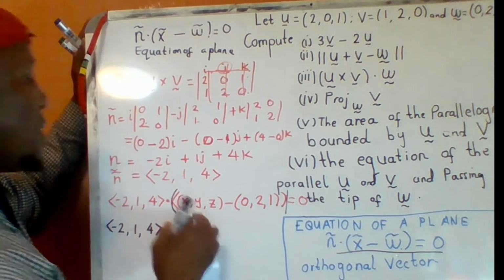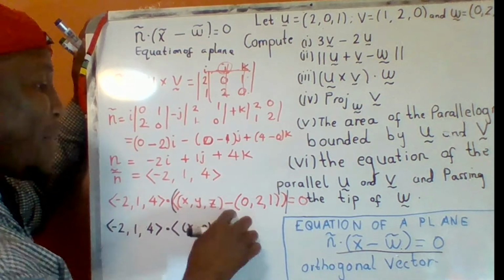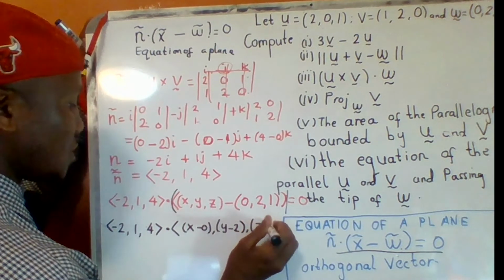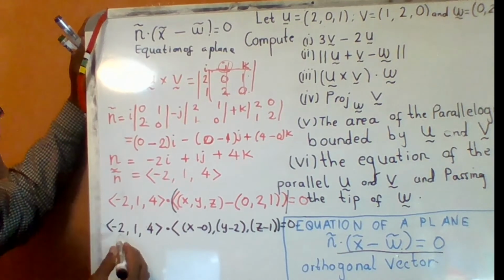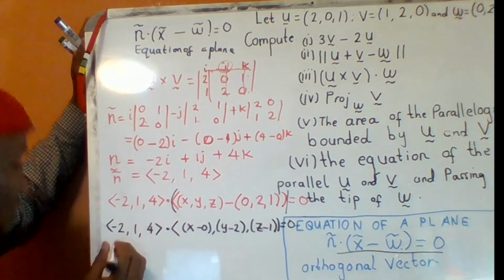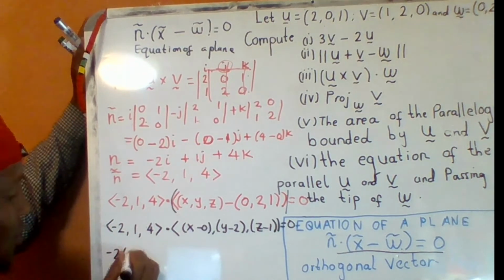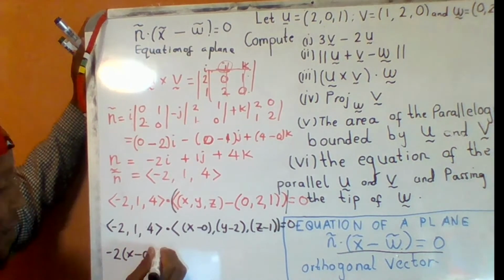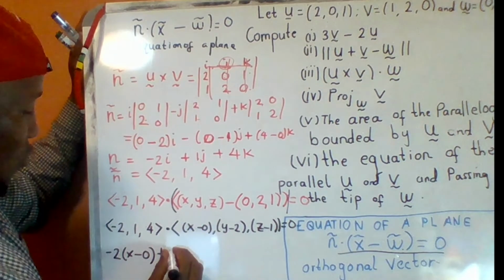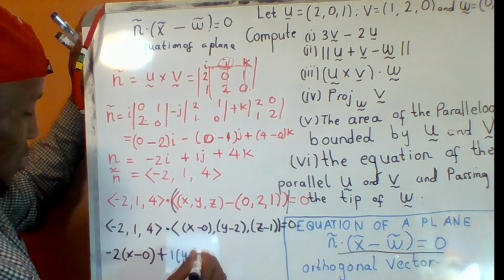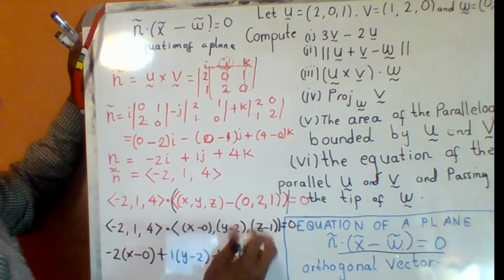How are we going to dot? We say negative 2 times x, negative 2x. But let's go: x minus 0. Plus, that's how you dot, you always plus. Second one, 1 times y minus 2. And then we plus, for the last one, 4 times z minus 1. And then this equals 0. So we can expand it normally. Negative 2 times x, negative 2x. Now y times 1, plus y. Now 4 times z, 4z.